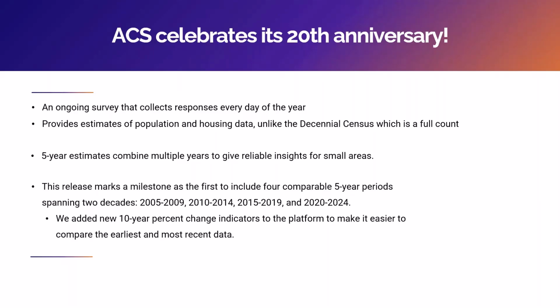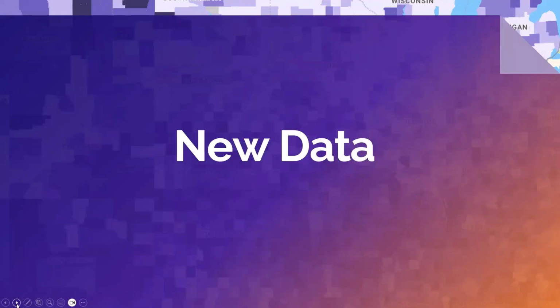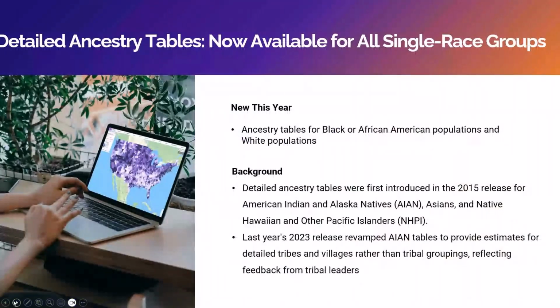Part of what I want to share is some new data. Each year, the census provides new tables, and we like to add new tables as well. First, I'm just going to share the new tables that the census provided this year. They have been doing ancestry tables, and this year the two new tables are Black or African American populations and white populations ancestry tables. What that means is any group that identified as one singular race.